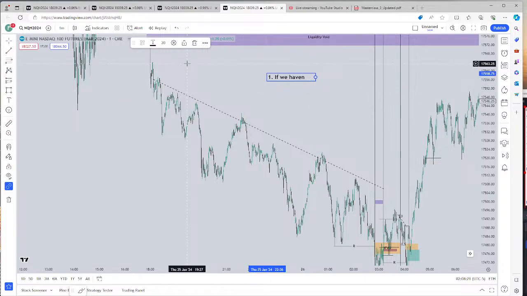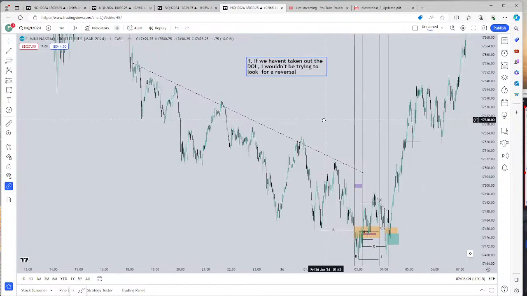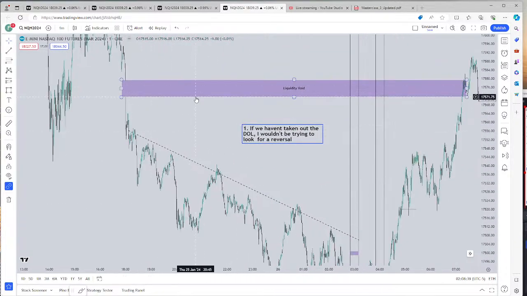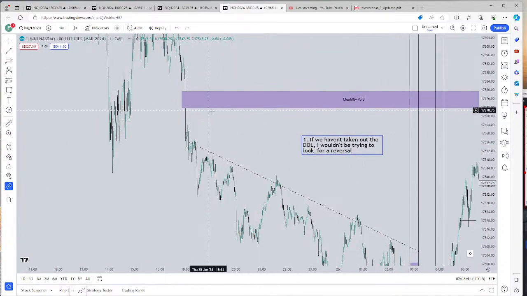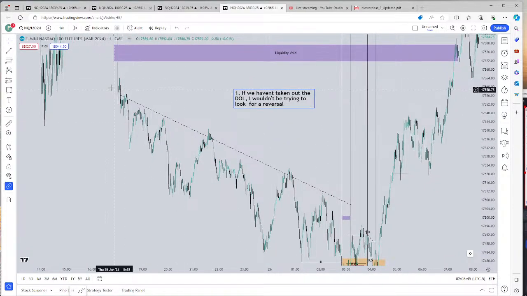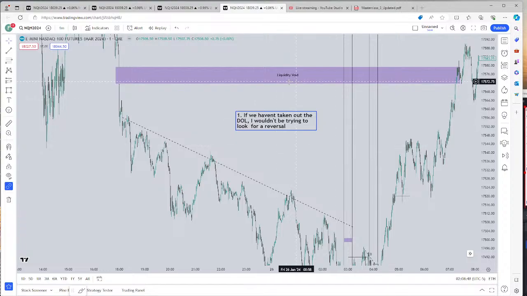If we haven't taken out the draw on liquidity, I wouldn't be trying to look for a reversal. And here's a perfect example. The draw on liquidity, technically, is all these highs here in the liquidity void. As soon as I saw that, like this is an Asian session, I was like, yeah, we're going to take that out. We're definitely going to go up there because we're forming this trend line liquidity. We've got a liquidity void above. The market targets two things, imbalances and also liquidity points.